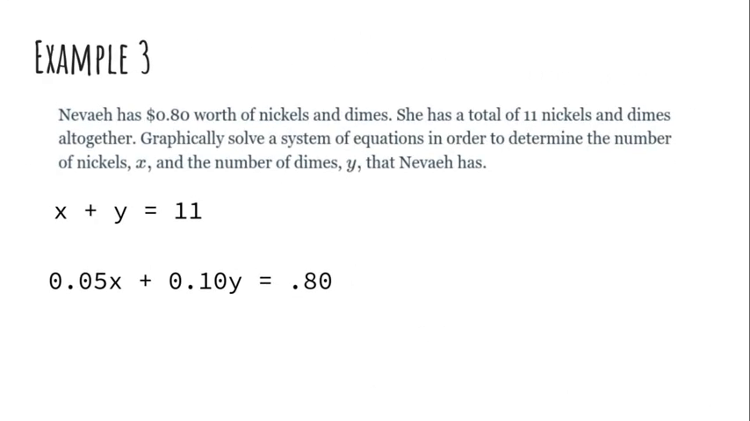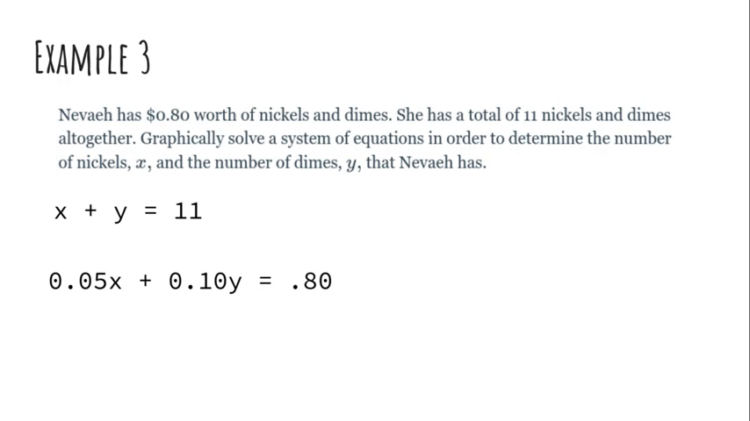And in our final example, Nevaeh has 80 cents worth of nickels and dimes. She has a total of 11 nickels and dimes altogether. Graphically solve a system of equations in order to determine the number of nickels, x, and the number of dimes, y, that Nevaeh has. So I started out with the simple equation first.